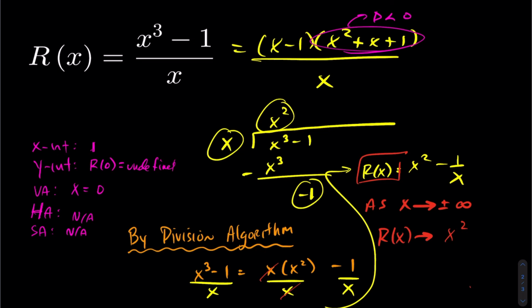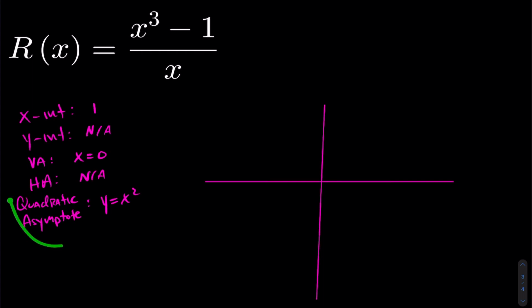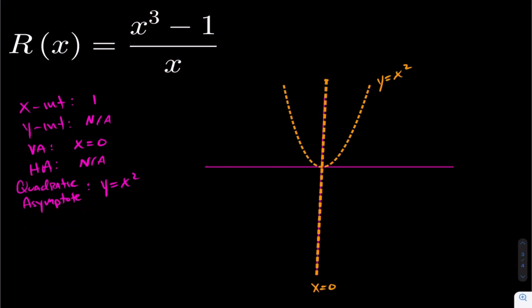Let's put this all together and graph. I've listed all our information: x-intercepts, y-intercept, the vertical asymptote, no horizontal, and we do have our quadratic asymptote. I'm going to graph our vertical asymptote and our quadratic asymptote. So I've graphed my vertical asymptote and my quadratic asymptote, y equals x squared. I also have an x-intercept at 1. That's going to be somewhere around here. And now we have to graph our rational function.